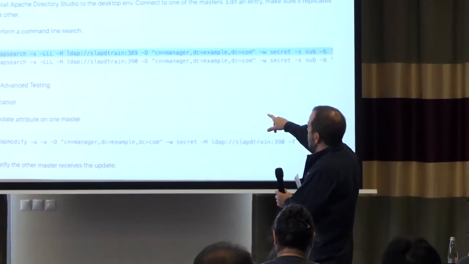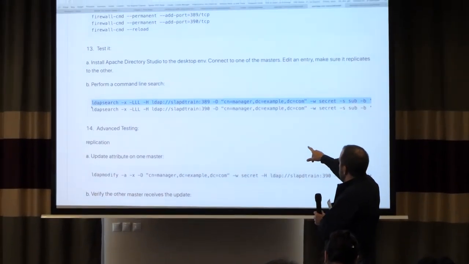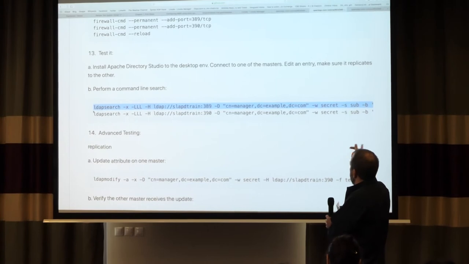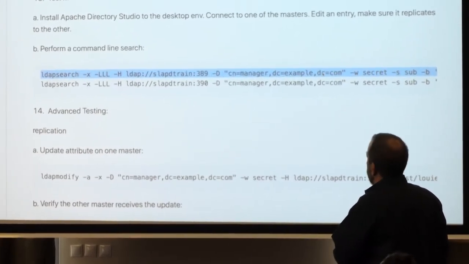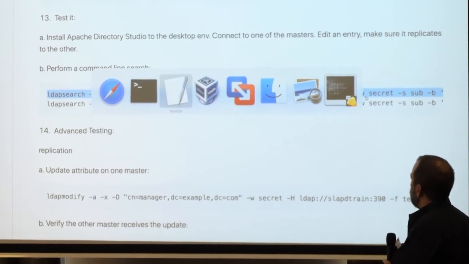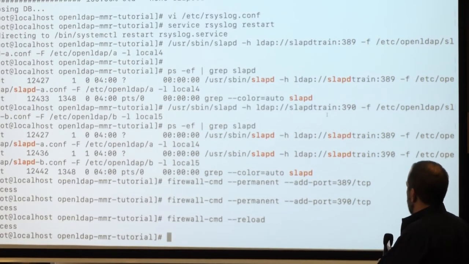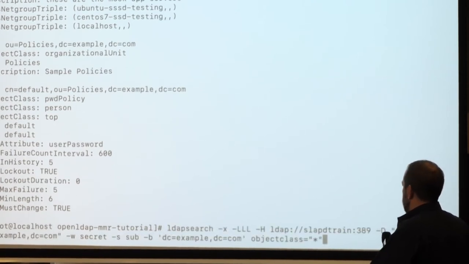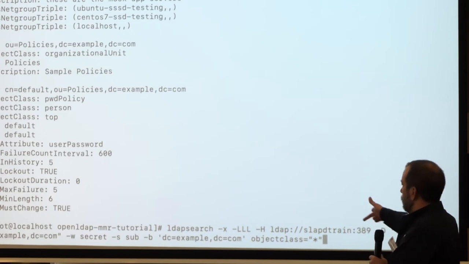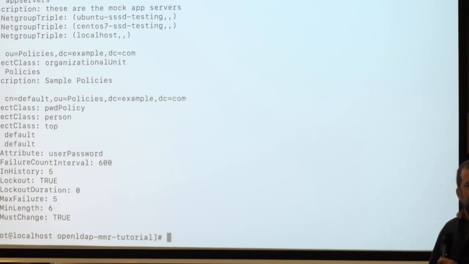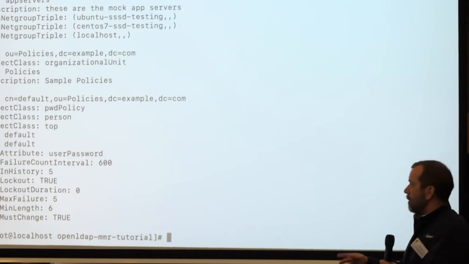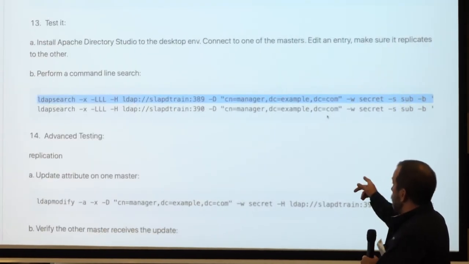So the first one under B, ldapsearch, is connecting to 389. I don't remember what this one is searching for, so we'll just paste it and look at it. Okay, this one is going to pull everything. It's connecting to 389 and saying, give me everything under the suffix. There should be quite a few entries in there, 25, 30. Obviously it's going to be on the 389 machine because that was the one we initially loaded.